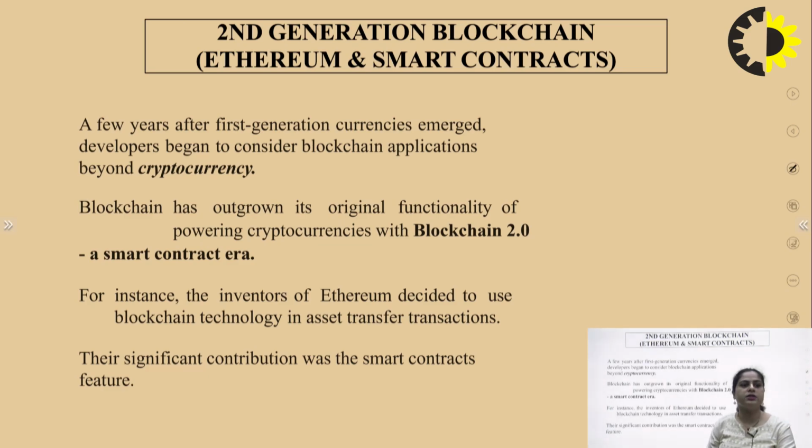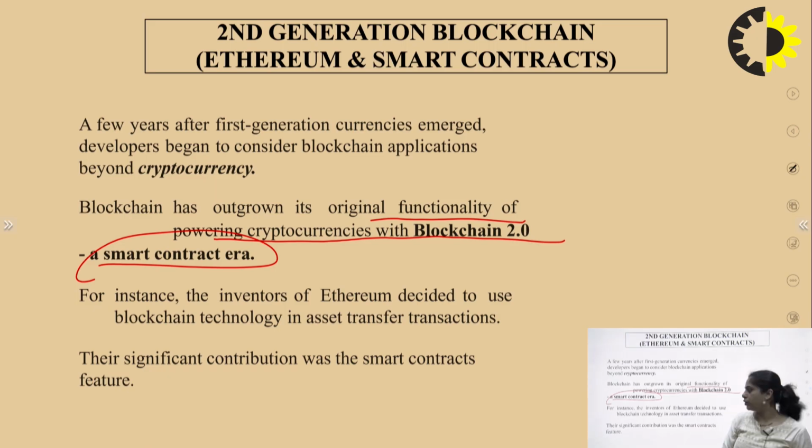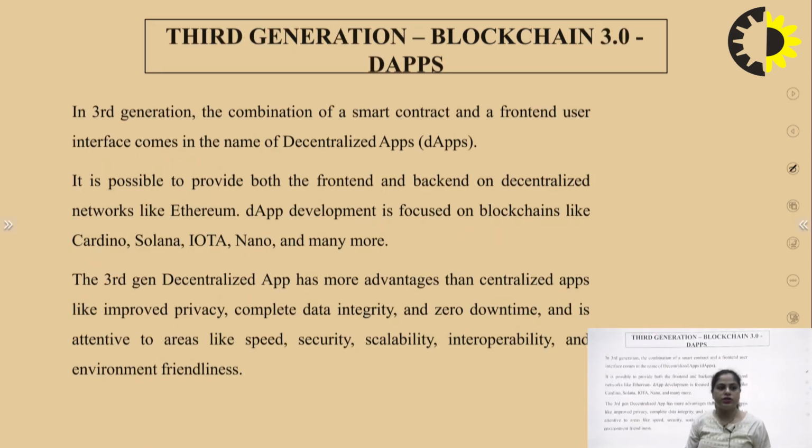The second generation is the smart contracts era. A few years after first generation currency emerged, developers began to consider blockchain applications beyond cryptocurrency. Blockchain has outgrown its original functionality of powering cryptocurrencies into a smart contract era. In generation 2, we are using smart contracts. In the third generation, we are using Ethereum with the help of smart contracts.